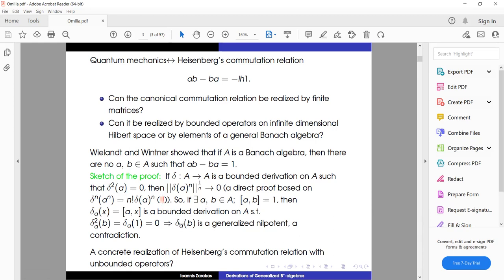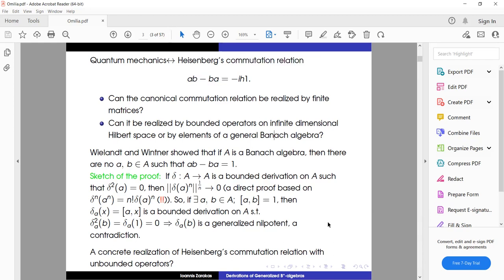Of course, that would result in the fact that delta alpha B would be generalized nilpotent, which cannot be, since delta alpha of B is one. Hence, an eloquent and direct argument that convinces us that we cannot work with elements from a Banach algebra in realizing this relation.